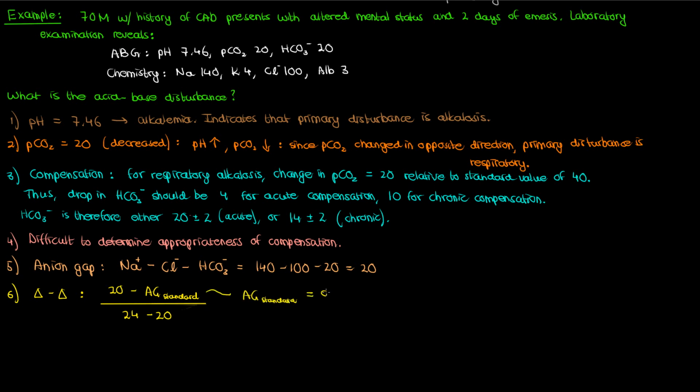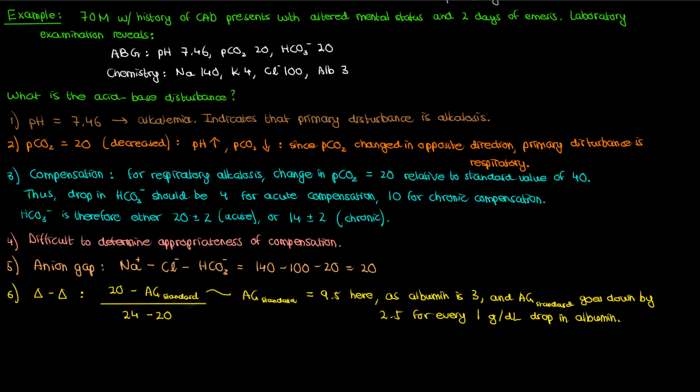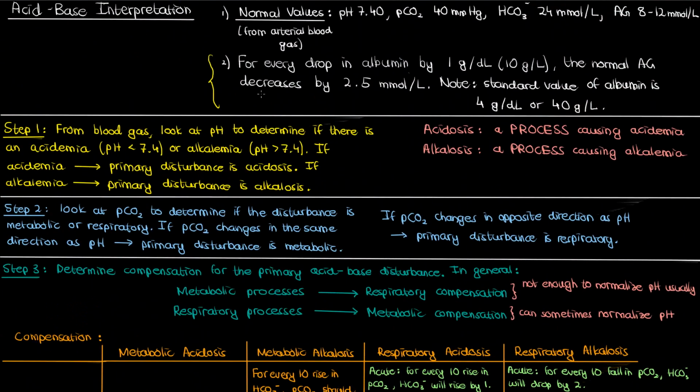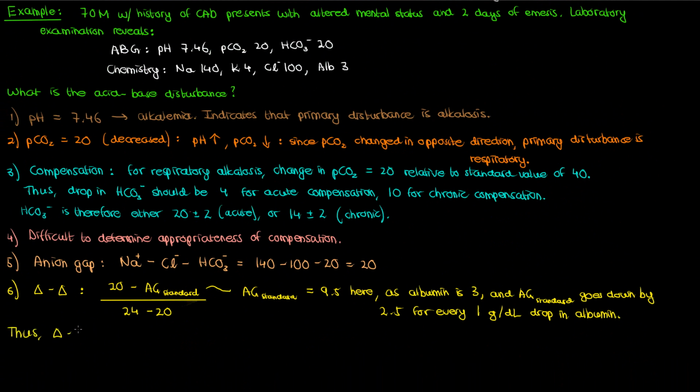Now, the standard anion gap for this patient is actually 9.5. The reason for this is that the patient's albumin is only 3, which is a drop of 1 from the standard of 4 grams per deciliter. In this case, since the albumin drop is 1, the standard anion gap should then drop from 12 to 9.5, since there's a drop of 2.5 in the standard anion gap for every 1 point drop in albumin. I went over this rule at the start of the video right up here. This means that the delta-delta ratio is 10.5 divided by 4, which is obviously greater than 2. So this means that you must have a metabolic alkalosis on top of your HAGMA as an additional acid-base disorder.